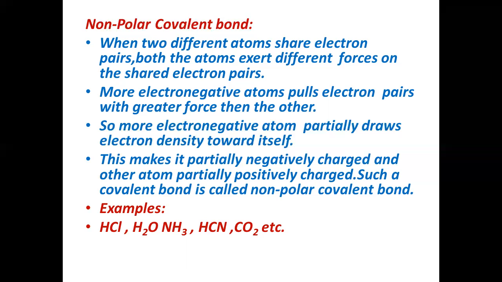As a result, partial positive charge and partial negative charge will appear on each atom, which will make the molecule polar in nature. So HCN, H2O, ammonia, hydrogen cyanide, carbon dioxide, they are polar molecules. Okay, over here I mentioned non-polar by mistake, but these are polar covalent bonds. The bond is called a polar covalent bond.